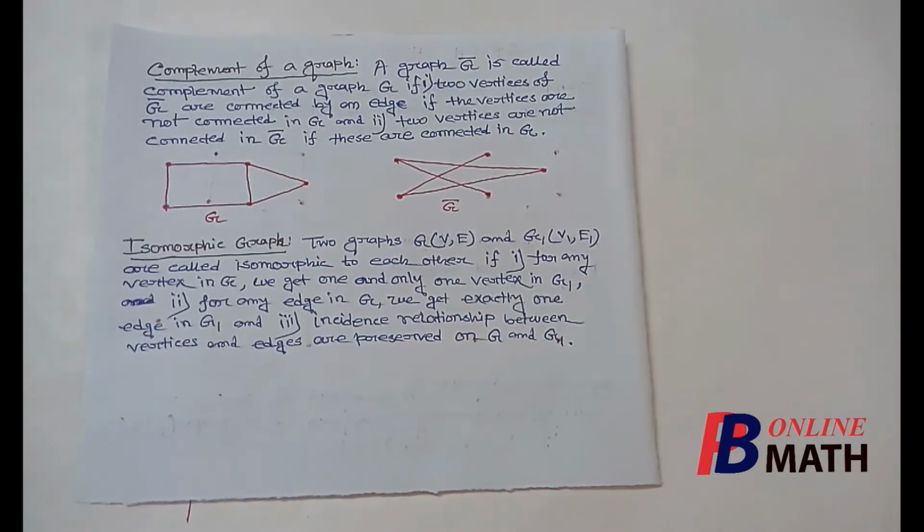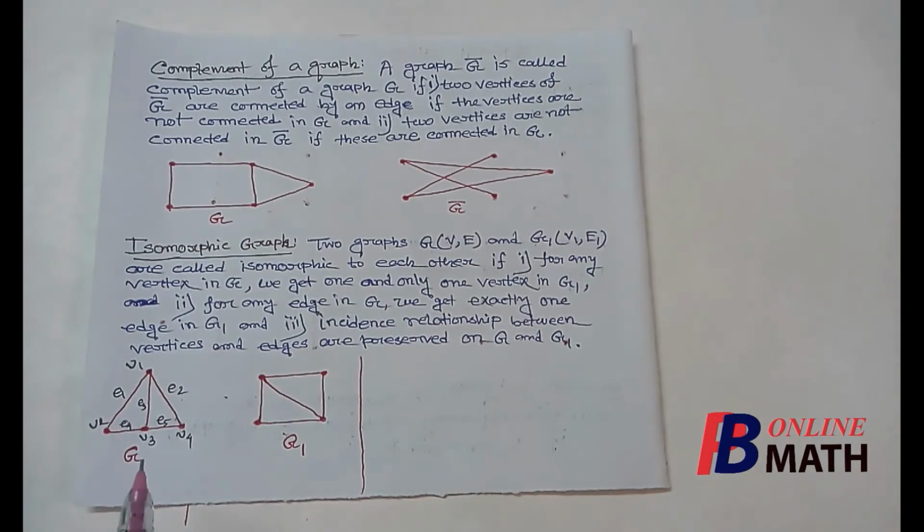Now we give one example. If we consider this graph G, this graph has 4 vertices and 5 edges. And we also consider one more graph G1. This graph also has 4 vertices and 5 edges. Now let us check whether these two graphs are isomorphic or not. For that we need the two graphs to have the same number of vertices and the same number of edges. So this condition is satisfied.